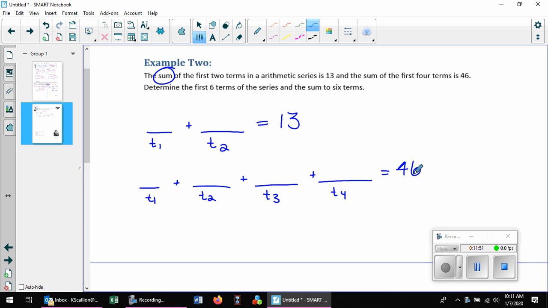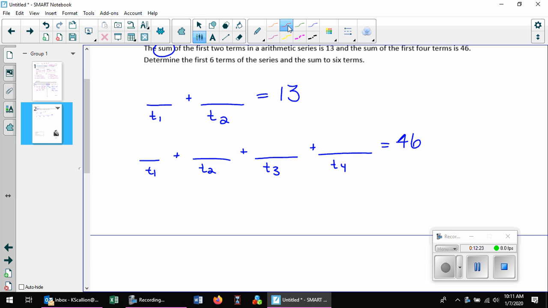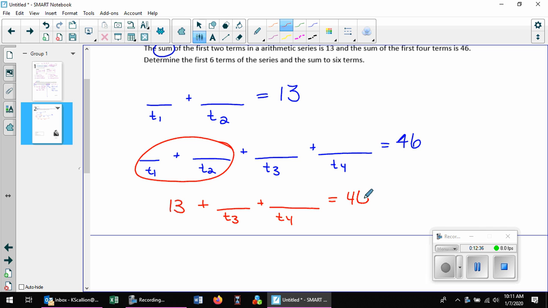Determine the first six terms in the series and the sum of those six terms. We have all the knowledge that we need. How are we going to tackle this? So you're saying put 13 here. Okay, I need to say 13 because these two terms have a sum of 13, plus T3 plus T4 equals 46.